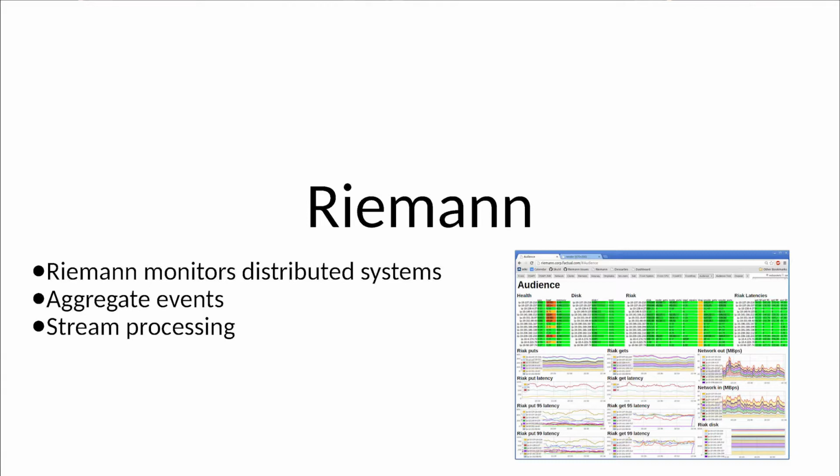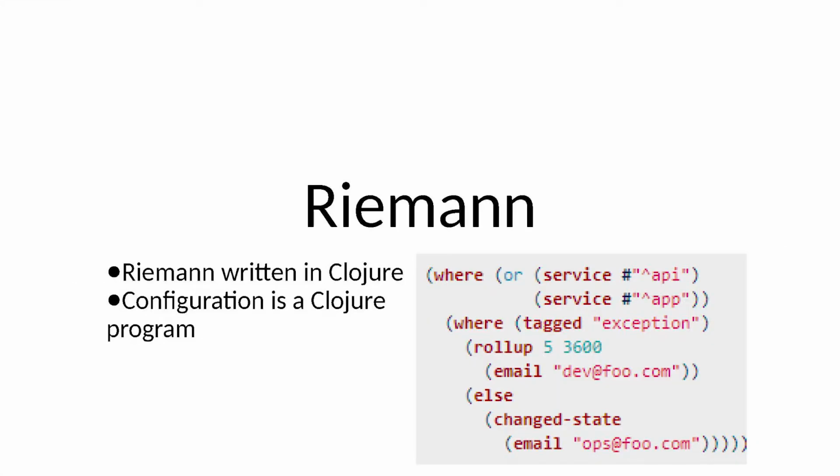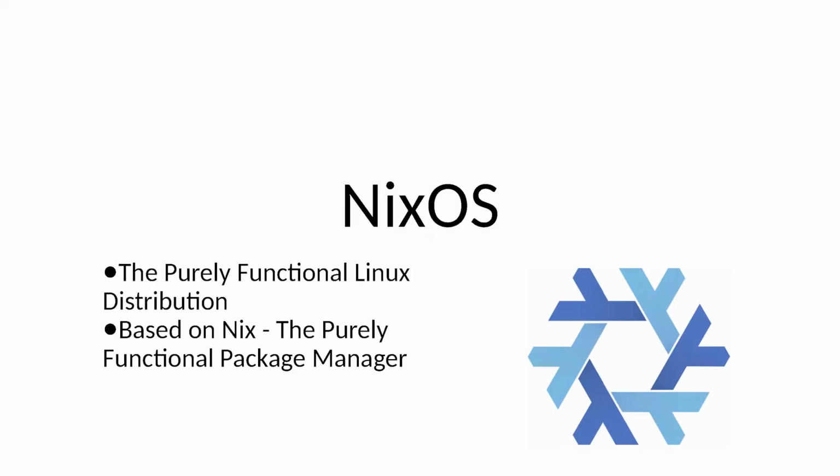You may have heard of Riemann. It's a popular monitoring tool which aggregates events from distributed systems. It can be paired with Graphite and Grafana to build dashboards. Riemann is written in Clojure, and its config files are, in fact, Clojure programs. That is a property of Clojure and some Lisps, which is code is data, data is code. It's also known as homoiconicity.